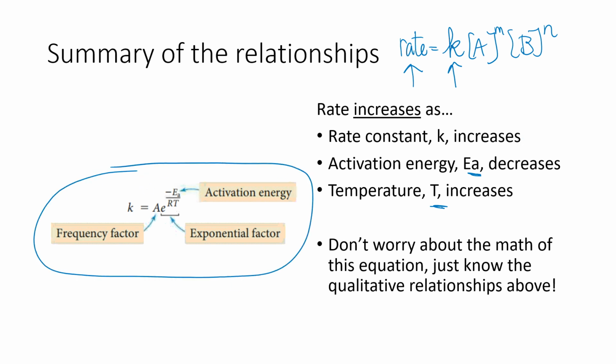You do not have to be able to use this equation. It is not on your equation sheet. So this is not something you have to apply mathematically. I just put that there for you as an FYI. What you need to know is more the qualitative relationship, meaning that as you increase the temperature, that is going to increase the value of k, and that's going to make the reaction rate faster. And then if you increase the activation energy, that will lower the value of k and make the rate slower. So with temperature, you've got a direct relationship. With your activation energy, it's more of an inverse relationship.